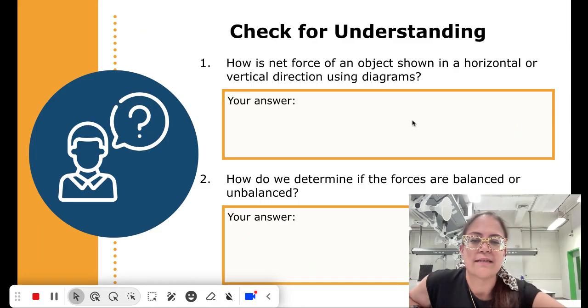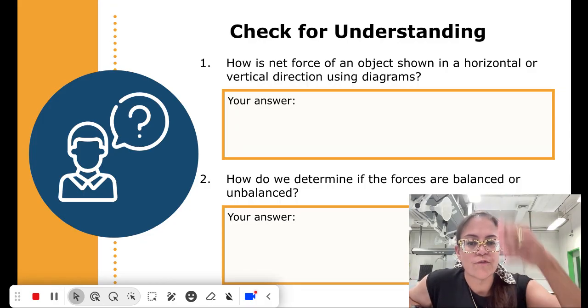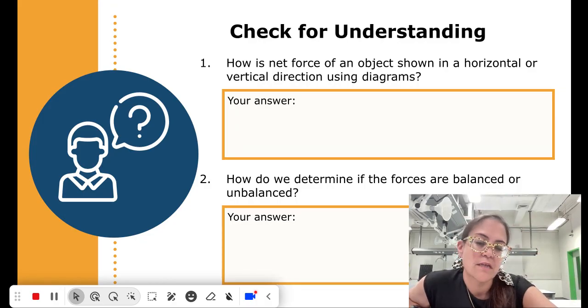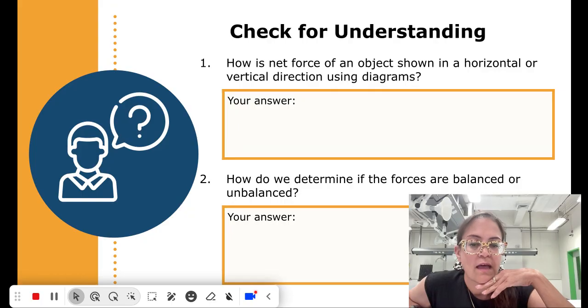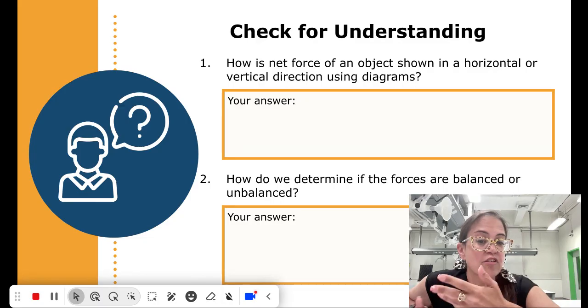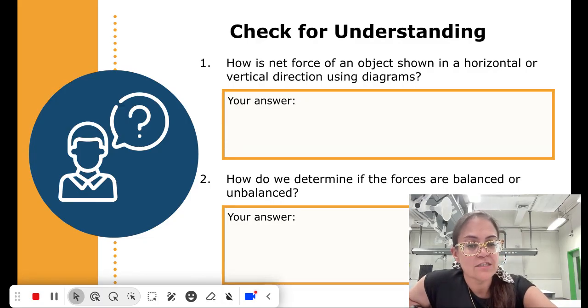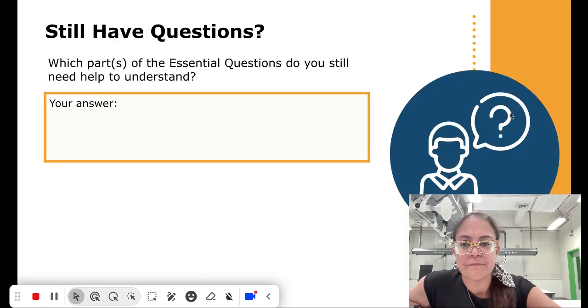Okay, so a couple more things. How is net force of an object shown in a horizontal or vertical direction using diagrams? So write down or think of how we have shown the different forces on these slides. What do we use? And then how do we figure out if the forces are balanced or unbalanced? If you still have questions, you can write these in your notes. You can also let me know.